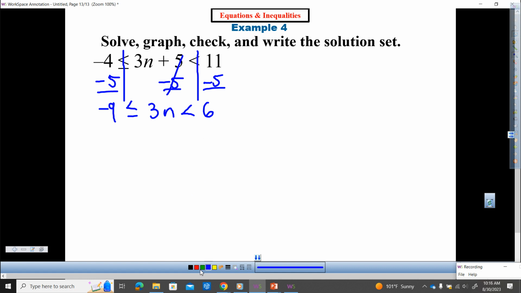And our last step, Andrew. Divide all sides by 3. Divide by 3, divide by 3: -3 less than or equal to n less than 2. Hands if you got that. All right. Are we done? No. Let's graph this.